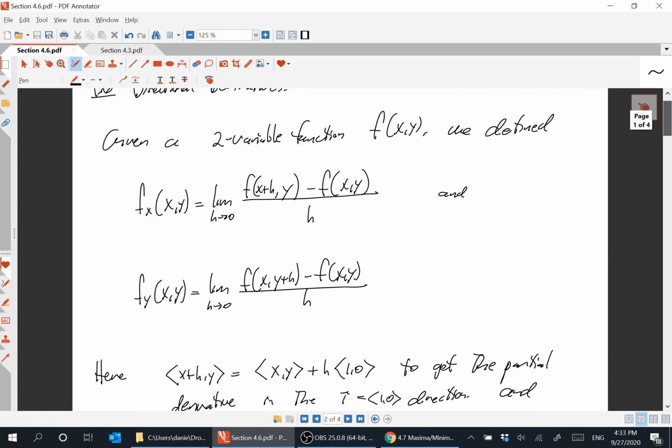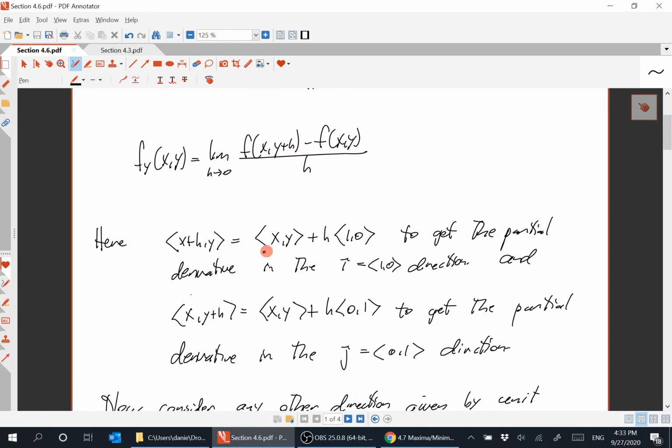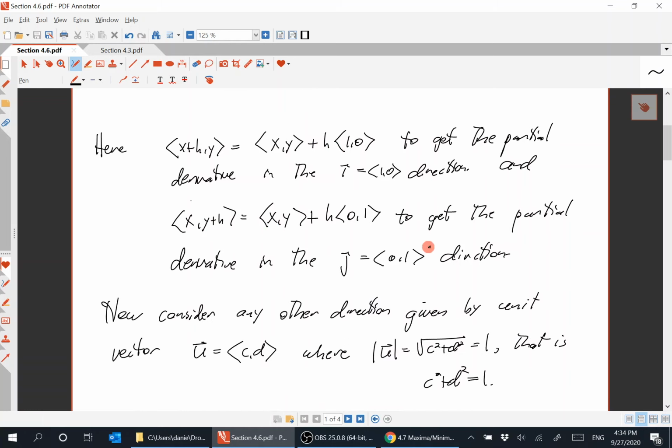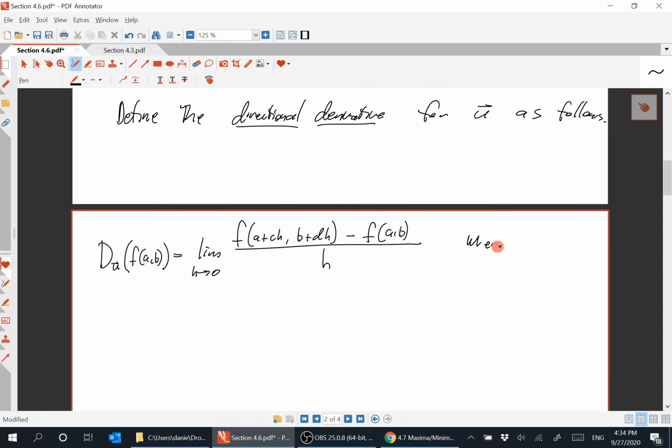So very similar to these, right? Here the h is with x, here the h is with y, where you think of this as (x, y) plus h times (1, 0), and you think of this as (x, y) plus h times (0, 1). Where now (a plus ch, b plus dh) is equal to (a, b) plus h times u, where u is the unit vector in whatever direction that you want.